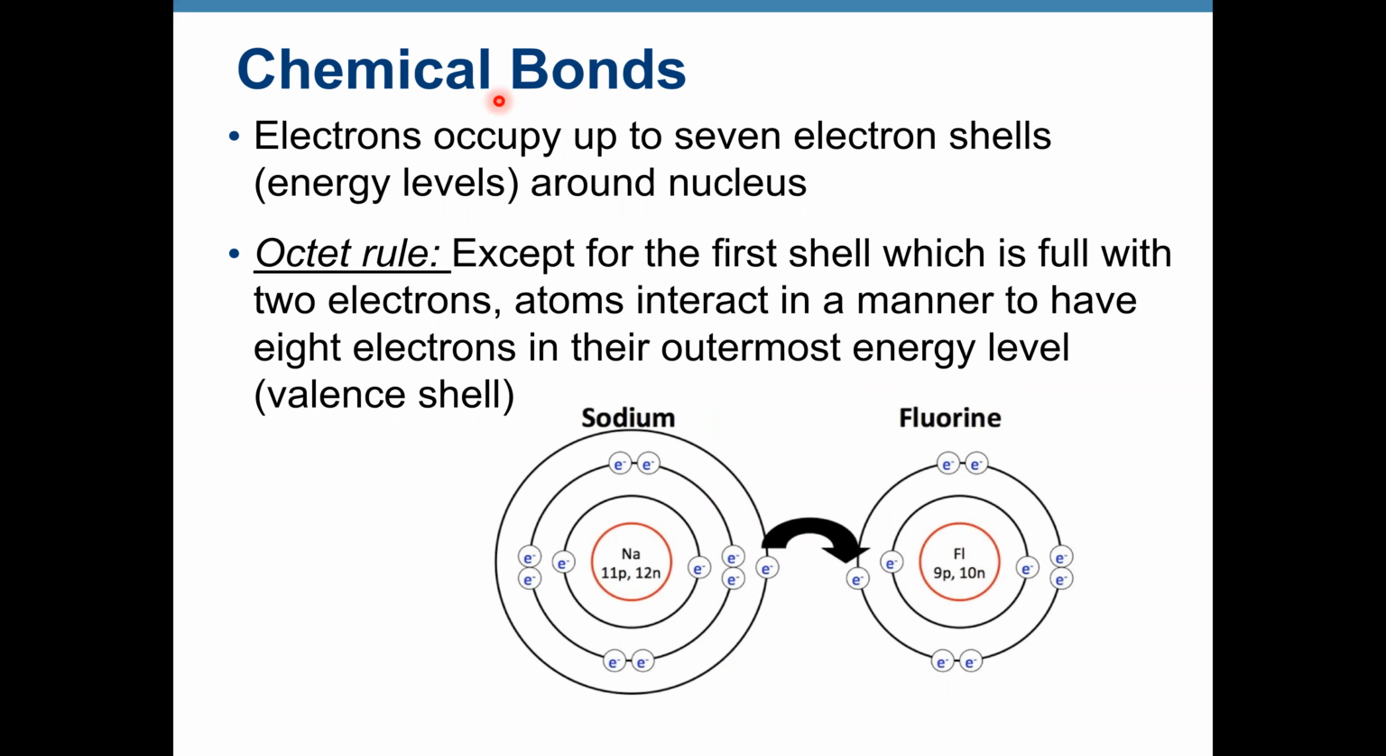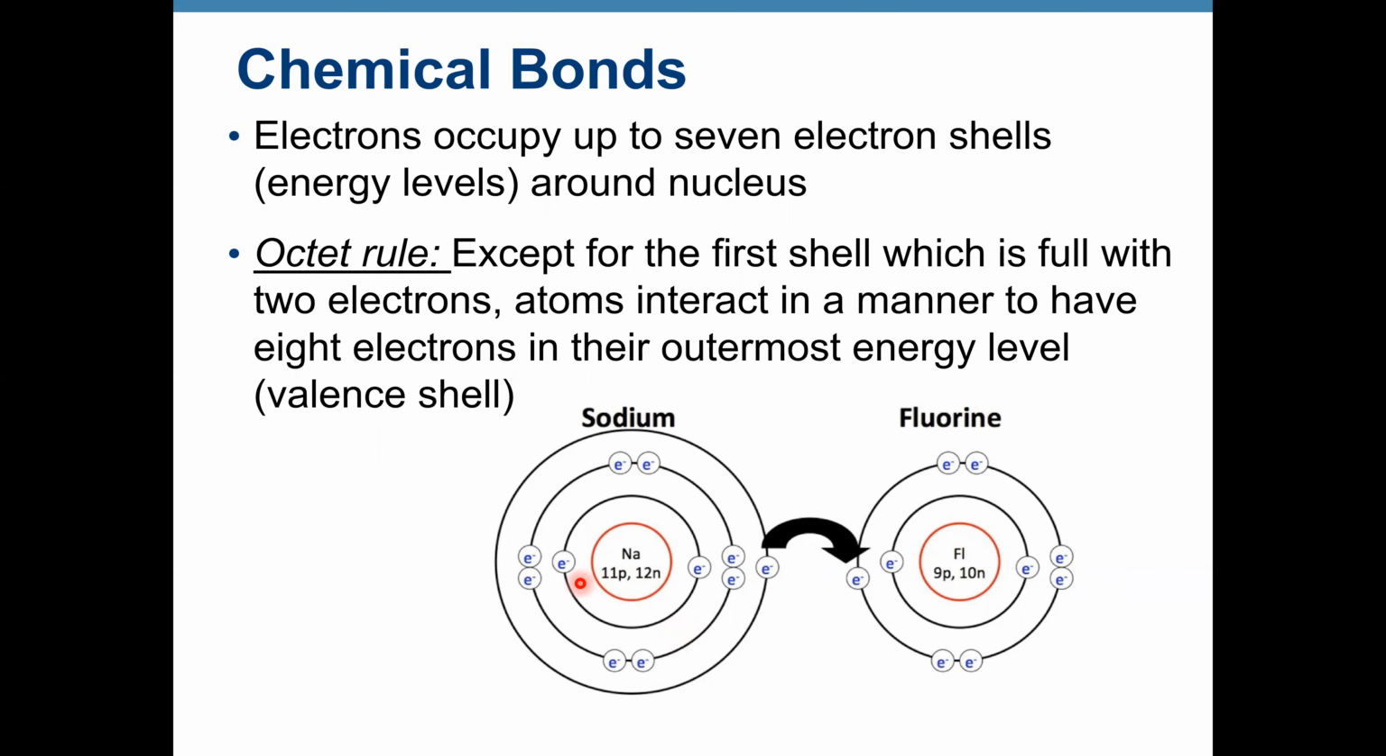So what are chemical bonds? Well, chemical bonds are interactions between atoms. And we know that atoms, so here we have sodium and fluoride atoms, have a nucleus. So here inside, in the nucleus, we have protons and neutrons. And then atoms have electrons, and electrons are surrounding the nucleus.